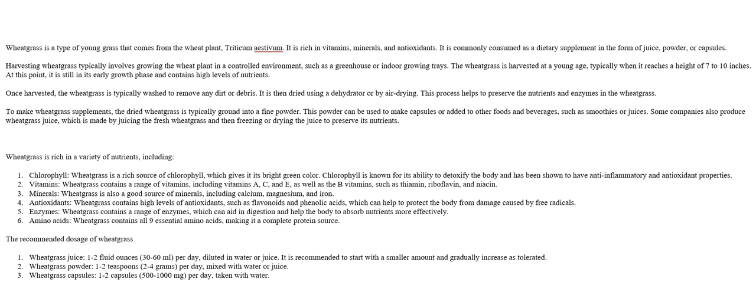The recommended dosage of wheatgrass juice is 1 or 2 fluid ounces, which is 30 to 60 milliliters per day, diluted in water or juice. It is recommended to start with a smaller amount and gradually increase as tolerated. For the powder, 1 to 2 teaspoons or 2 to 4 grams per day, mixed with water or juice. Wheatgrass capsules, 1 to 2 capsules, 500 to 1,000 milligrams per day, taken with water.